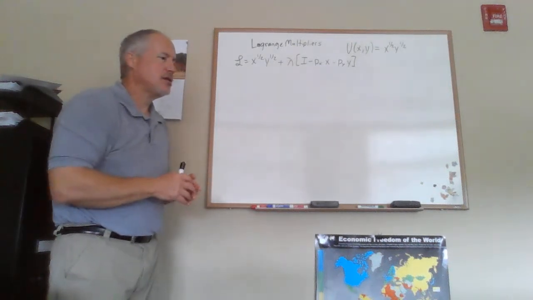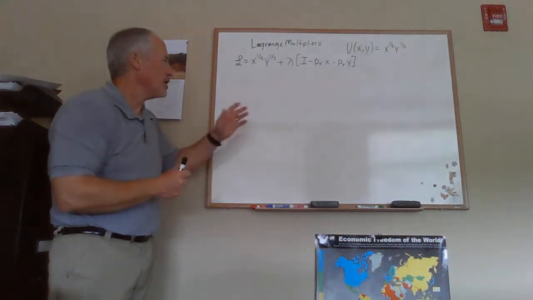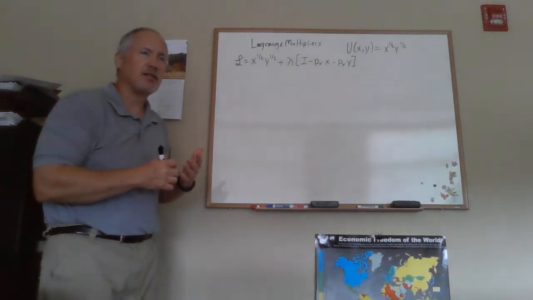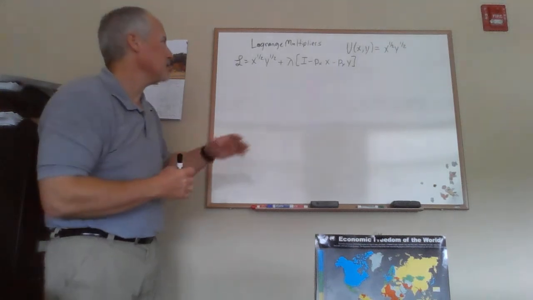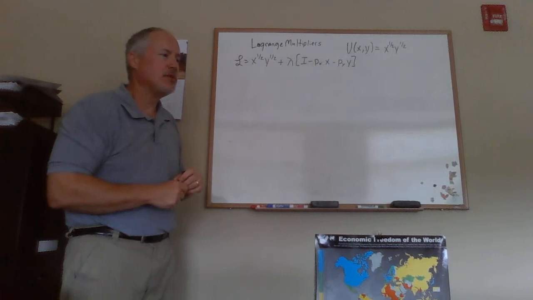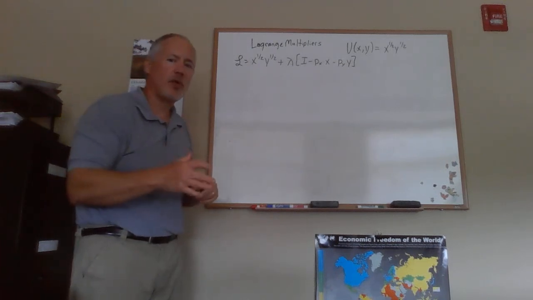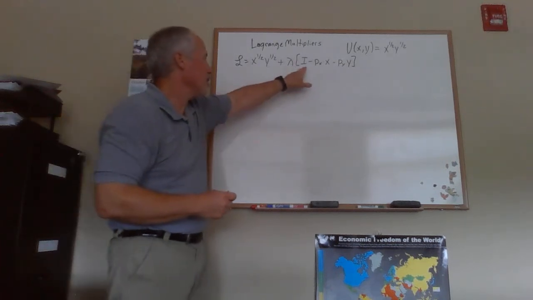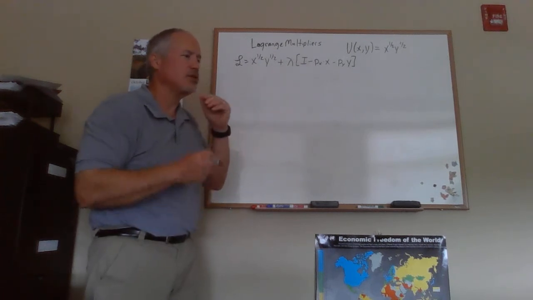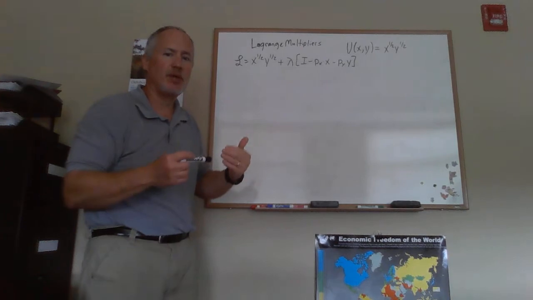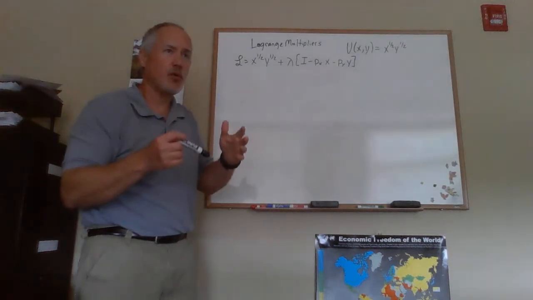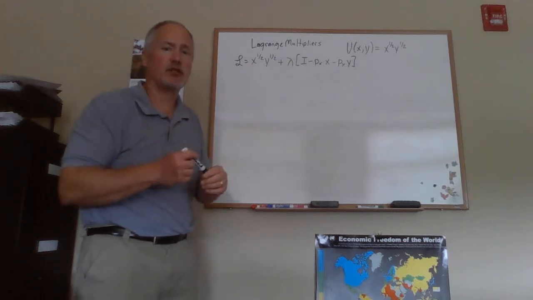Okay, so here's the second video on Lagrange multipliers, and what we're doing in this case is making it a little more general. So what I'm going to do in this case is use the same Cobb-Douglas utility function that we had before, but instead of having specific numbers, we're going to use I, Px, and Py. When we solve the problem in this form, we're going to get demand functions, okay?